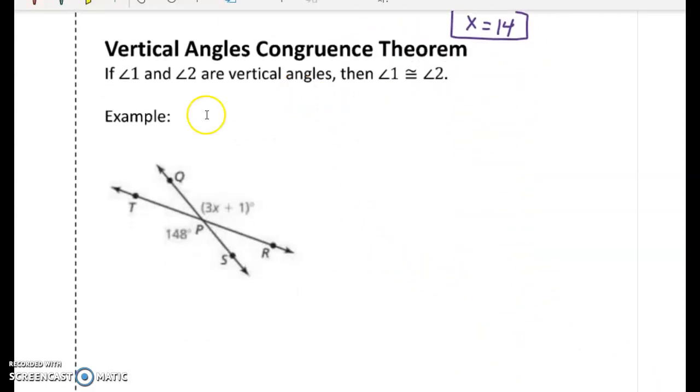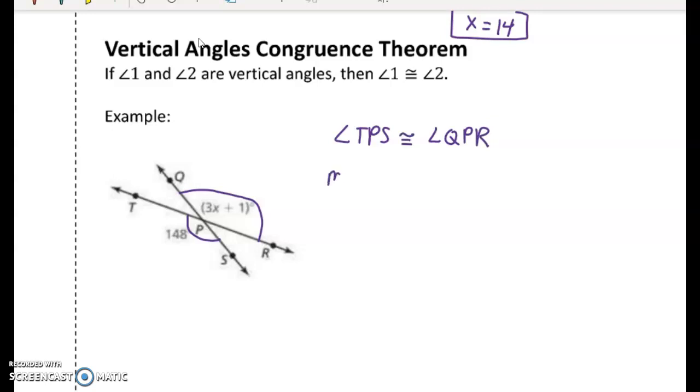And it says if angle 1 and angle 2 are vertical angles, then they are congruent. Angle 1 is congruent to angle 2. So these two angles, this angle right here, this is angle TPS, and this angle right here, kind of draw around that, this is angle QPR. They are vertical angles, so that means they are congruent.